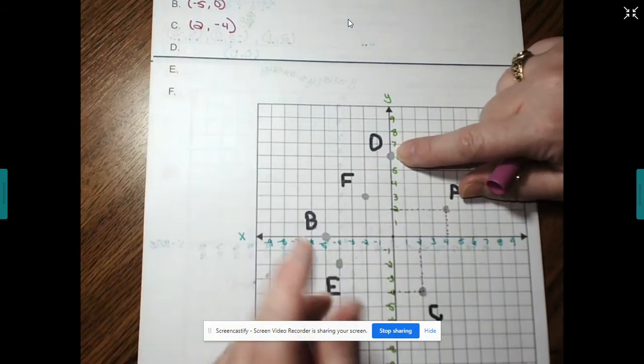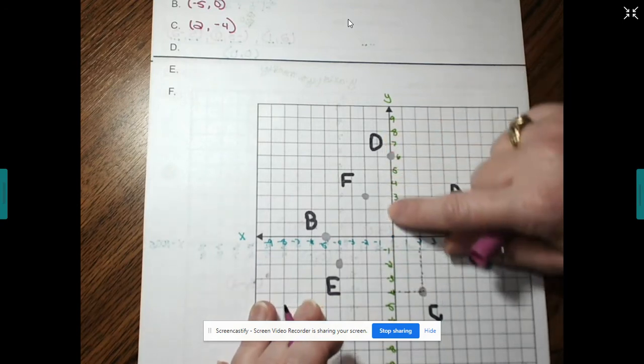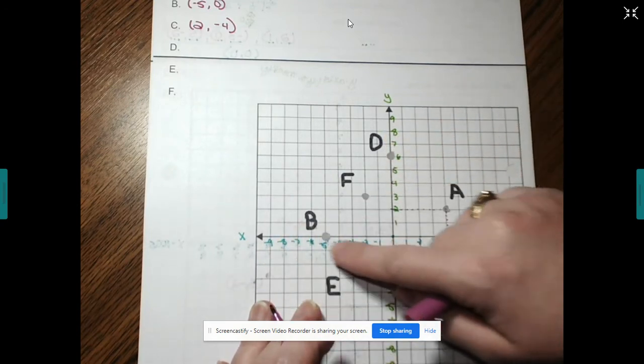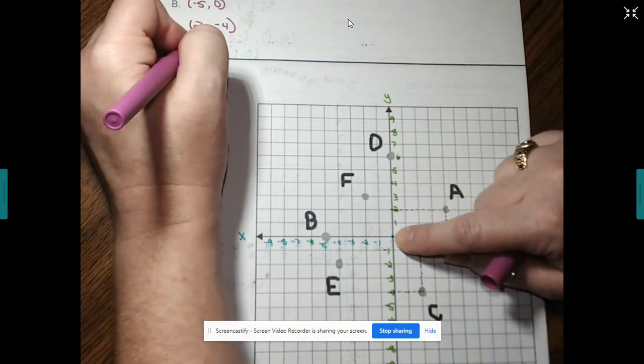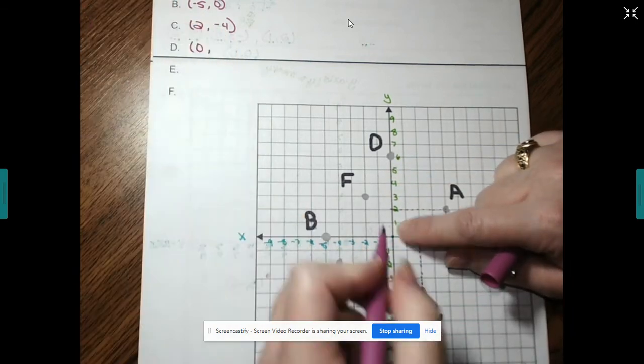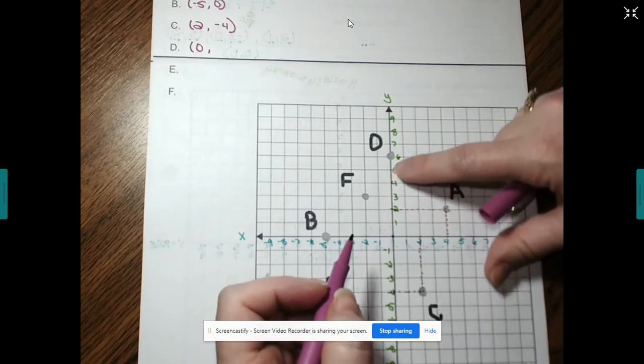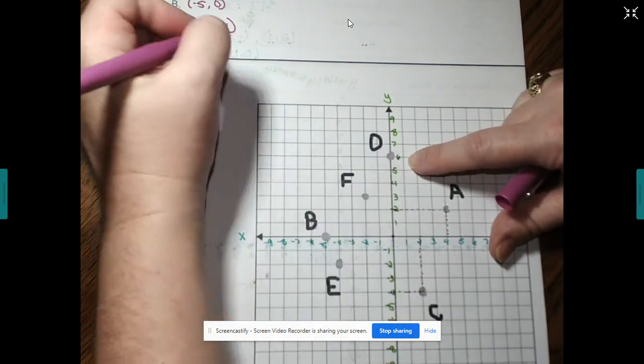D crosses actually at 0. So if we go from D and we find where it crosses on our x-axis, it's at 0. It lines up with 0. So 0 on our x-axis, and then on our y-axis, it crosses at 6.